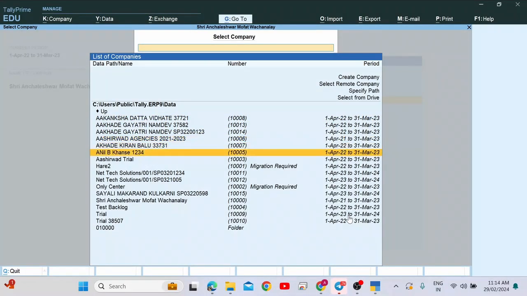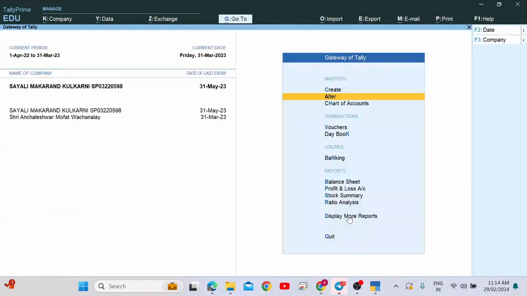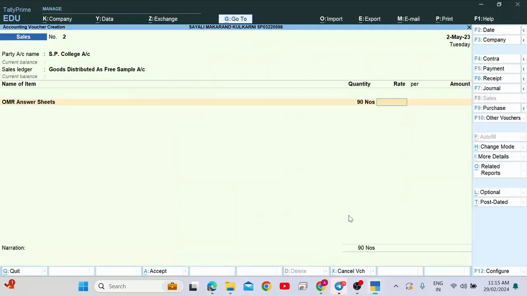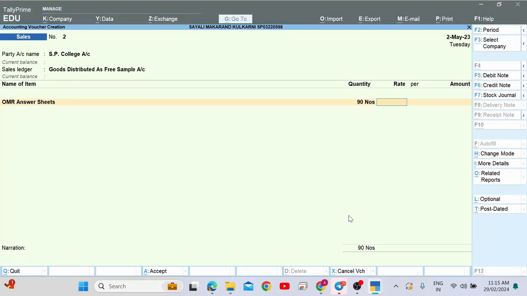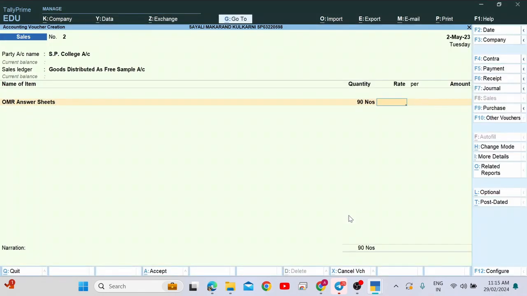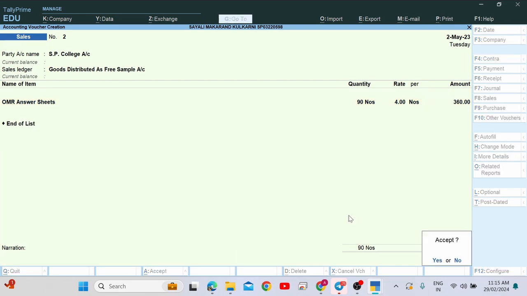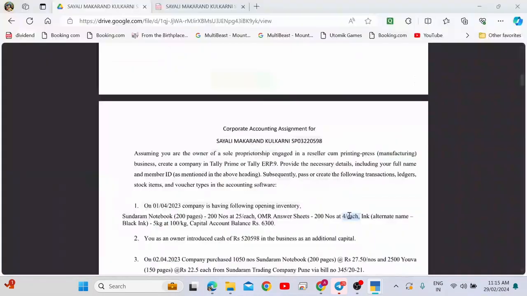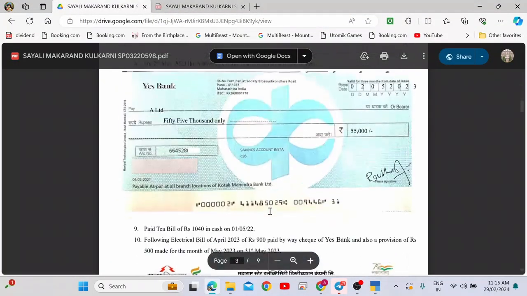We have created here Sile's company, therefore select Sile's company, and then in the summary report, stock summary report, check the OMR sheets. It is 200 and at 4. You got the value of the OMR sheets. Again, the second window of the same company. This is the first window, second window. In any window, as I said, you can pass. Here 4 rupees, and then automatically you will get 360, and no need to write narration. Accept it. Over. We have successfully passed the first part of the 10th transaction.